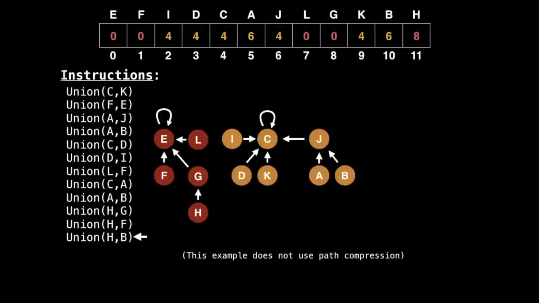Now I want to merge H and B. H's root node is E, if we follow up the chain from H to G to E, and B's root node is C, because we go from B to J to C. Now, since the orange component is larger than the red component, I'm going to point the root of the red component to the root of the orange component, so E now points to C. Okay, and note that in this example, I'm not using a technique called path compression. This is something we're going to look at in the next video, which is an optimization on the union find.